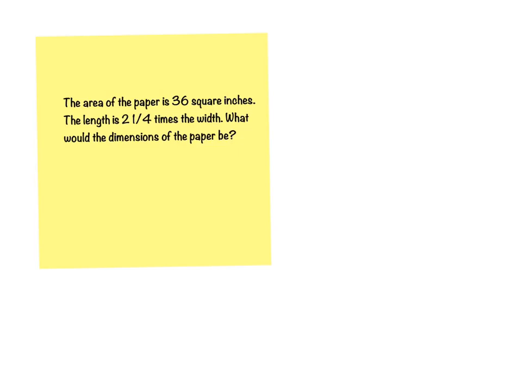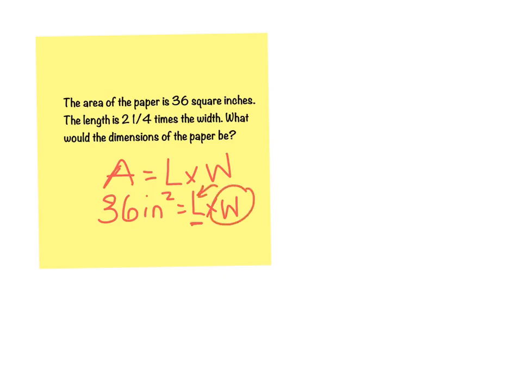Okay, the area of the paper is 36 square inches. The length is 2 1/4 times the width. What would the dimensions of the paper be? So, again, area equals length times width, and we know that the area is 36 square inches. We need two numbers that when multiplied together equal 36, and that the length is 2 1/4 times the width. So the larger number is here, and we're going to check by using our smaller number. Okay, so factors of 36.